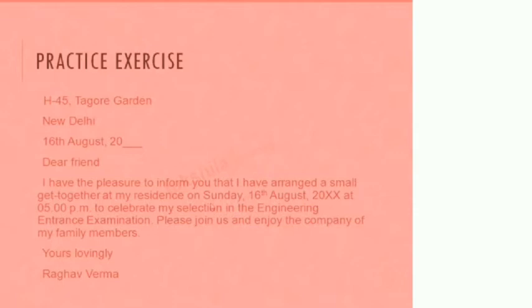And then, leaving a line, comes the complimentary ending, yours lovingly, followed by the sender's name, Raghav Verma. He has mentioned his name. This is the practice exercise, and this is how it is solved. So you can very easily understand how nicely the question is solved here.